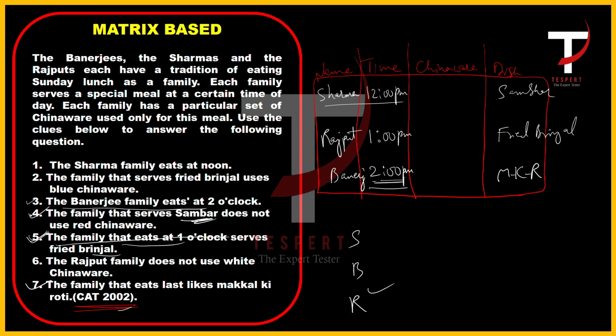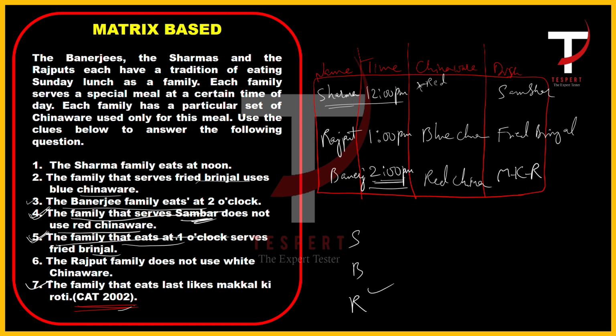Okay, consider the fourth statement: the family that serves sambar doesn't use red chinaware. So Sharma's family doesn't use red chinaware. Okay, so the family that serves fried brinjal uses blue chinaware. Fried brinjal is served by Rajput's family. So Rajput's family uses blue chinaware, right? So Sharma's family doesn't use red chinaware, so Banerjee's family must use the red chinaware.